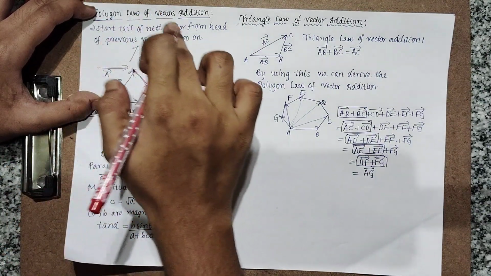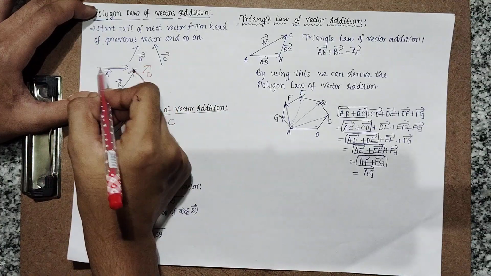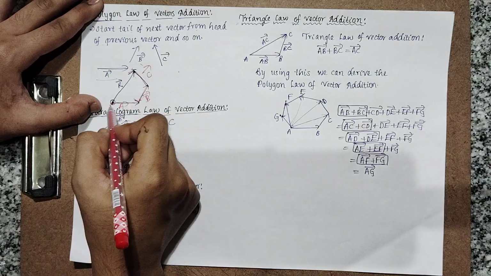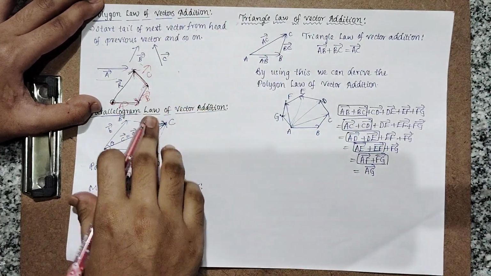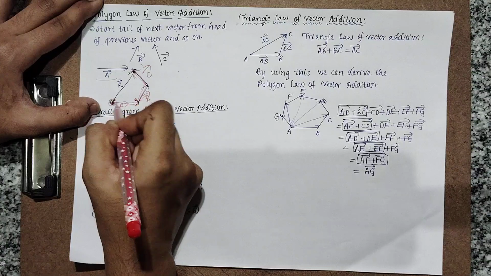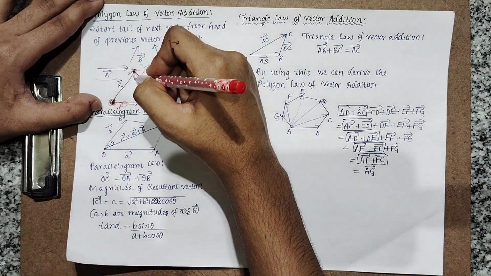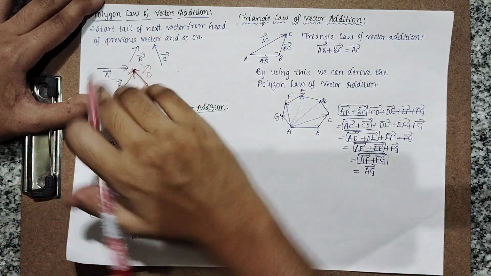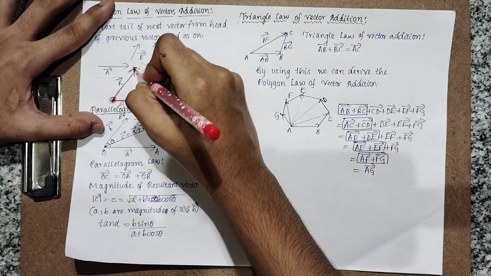You have to start the tail of the next vector from the head of the previous vector and so on. Let us say here we have three vectors a bar, b bar, and c bar. Now this is your a bar, this is your b bar, and this is your c bar. This is how you connect. Now the head of the first vector to the tail of the last vector, or else the tail of the first vector to the head of the third vector, in such a way, if we connect, then it will be your resultant vector.